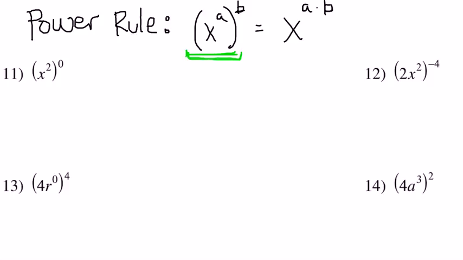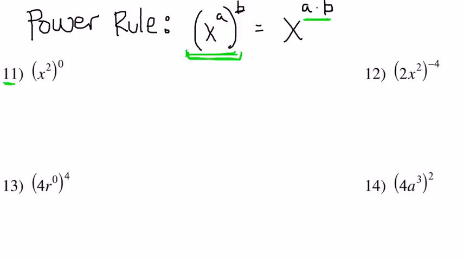I can really simplify that and just say that it will be x to the power of whatever a and b are when we multiply them together, whatever number we get for that. This is probably one of the easier powers that we have to deal with because we're just multiplying things. So let's take a look over here, number 11.